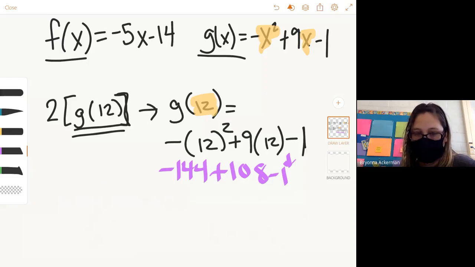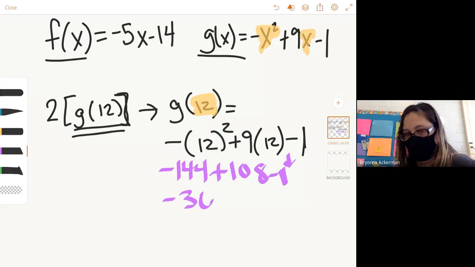Okay, now I just go left to right. So a negative 144 plus 108 is going to be a negative 36. And then I still have that minus 1. So I get a negative 37.